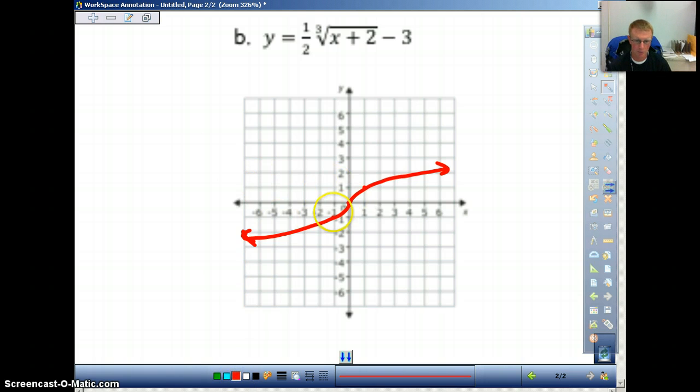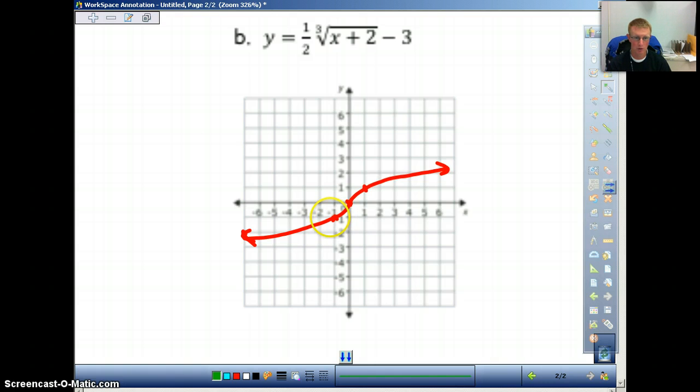Let me make sure that we have those points plotted a little bit better. So right there, and right there. Now when we do our new graph, the first thing I'm going to do is shift my graph. We're going to go down 3, and we're going to go to the left 2. Remember, this is opposite, so we're going to the left 2 and down 3.